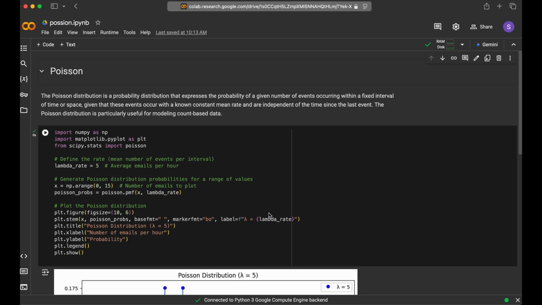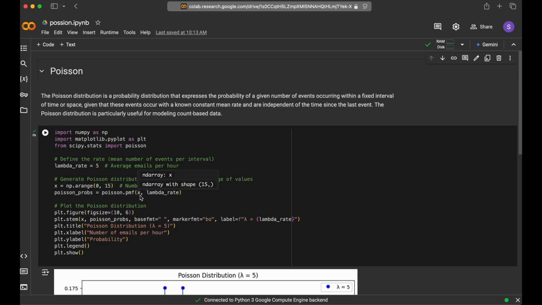And the example: the parameter lambda is set to 5, which represents the average number of events, such as phone calls, occurring in an interval. For instance, if you want to find the probability of receiving 0 to 15 calls in a 5-hour period, we can use the Poisson probability mass function, the PMF.